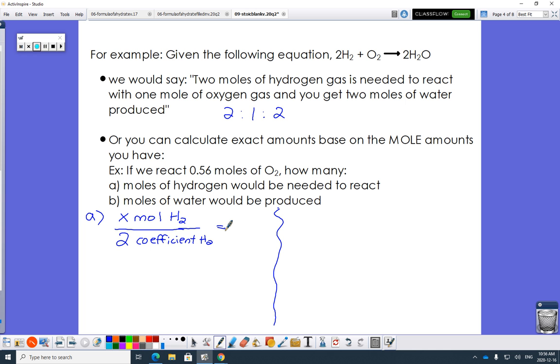So here in this question, I already have an X, so there has to be something that I know. What do I know? Oh, I'm given this. Moles in the top, moles in the top. So we're given the moles of oxygen. What goes in the bottom? The coefficient of oxygen.